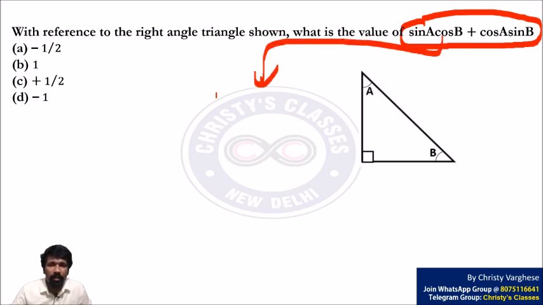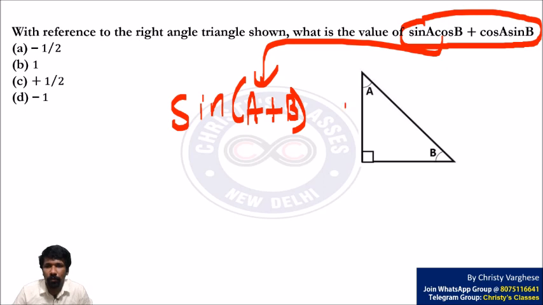You should know that in school days you have learned sin A cos B plus cos A sin B is nothing but sin of A plus B. You have learned sin of A plus B is sin A cos B plus cos A sin B. Sin of A minus B is sin A cos B minus cos A sin B. Cos of A plus B is cos A cos B minus sin A sin B. Cos of A minus B is cos A cos B plus sin A sin B. Those 4 formulas. Unfortunately, a question was asked from that.